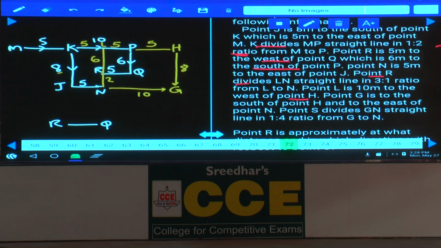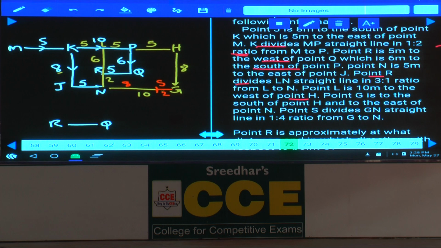Point S divides the G and N straight line in the ratio of 1:4 from G to N. The total length is 10. Now this 10 must be divided in the ratio of 1:4. And S to G is how much? 2. Now this is 2, and this is where S is. And this will be 8 meters.